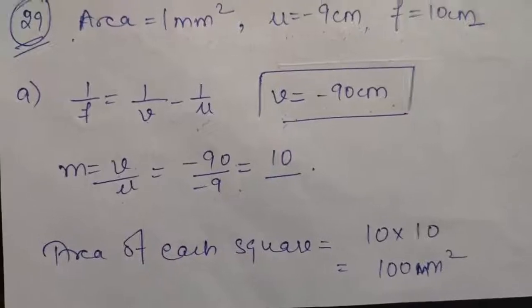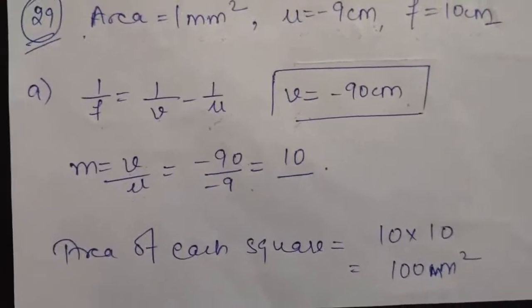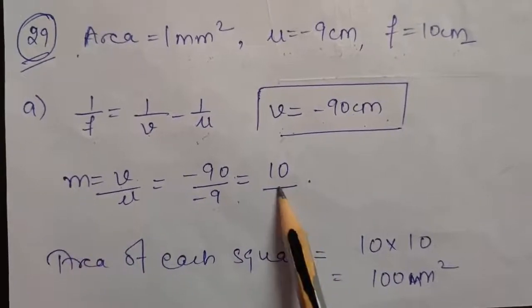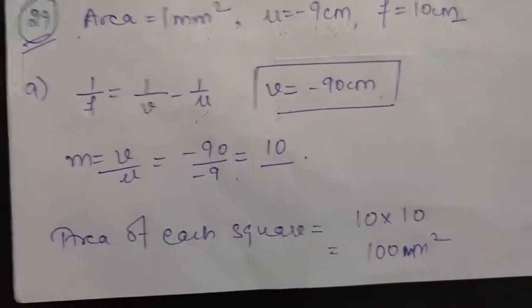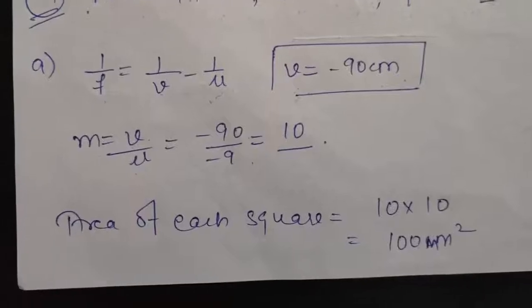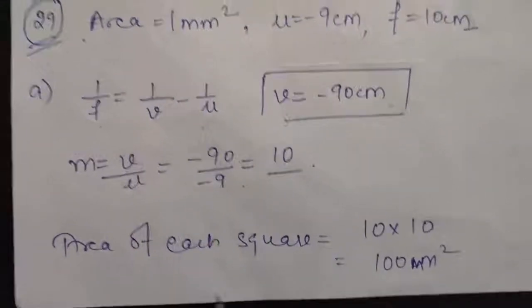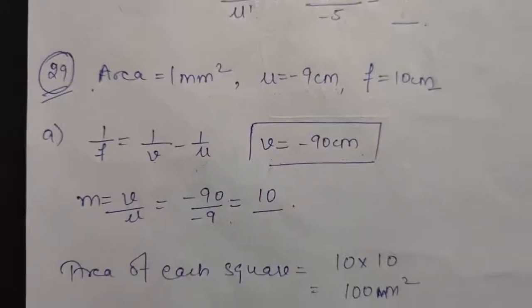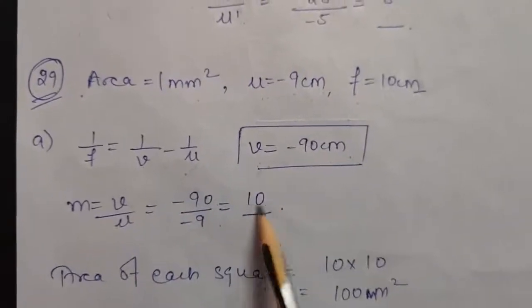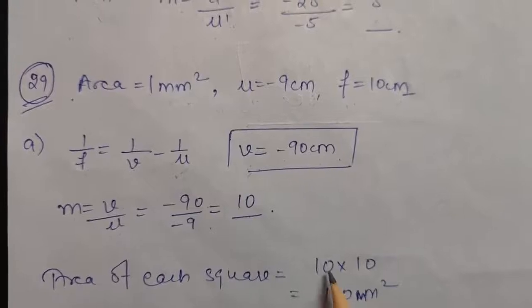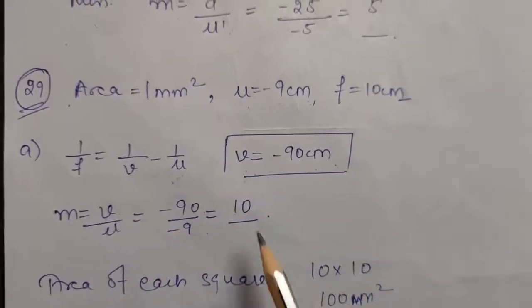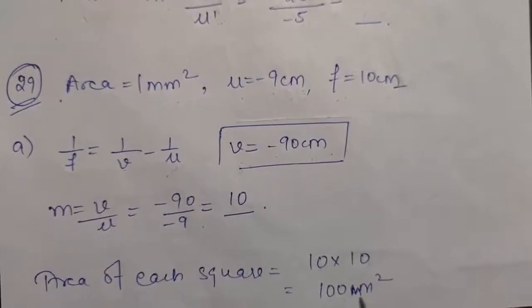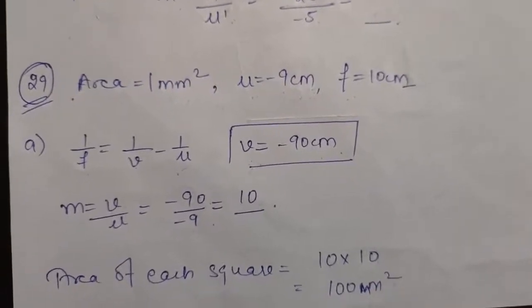Now can you tell me how the area of each square will be altered? The value of m being 10 means that the image is magnified 10 times linearly. Initially the area was 1 millimeter square. Now each side will become 10 times, so the area will become 10 into 10, that is 100 millimeter squares.